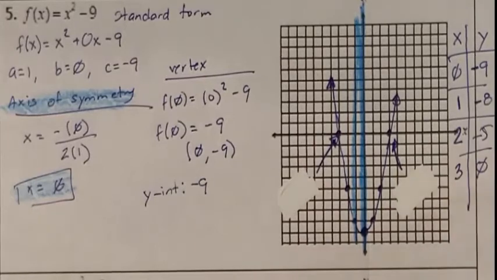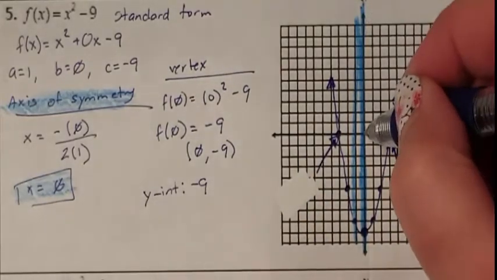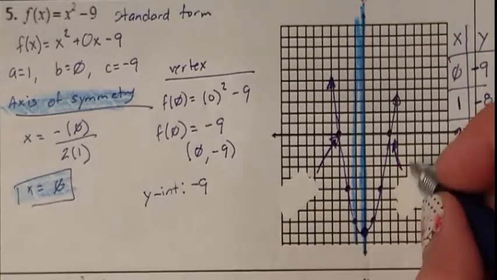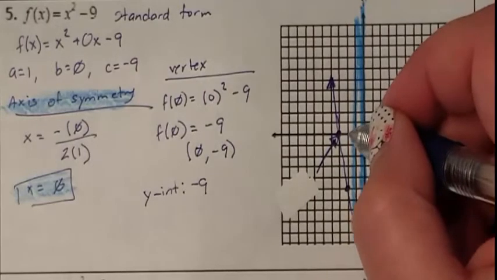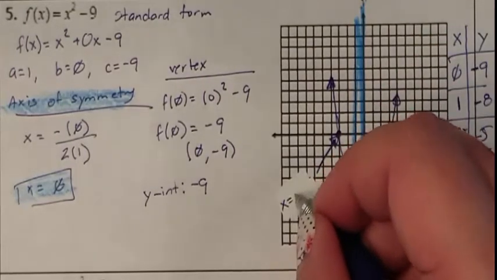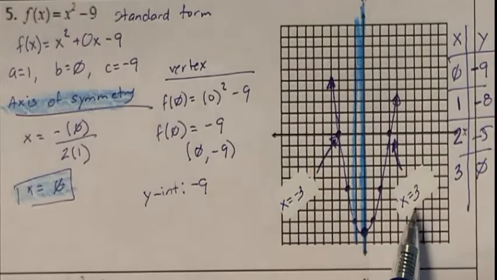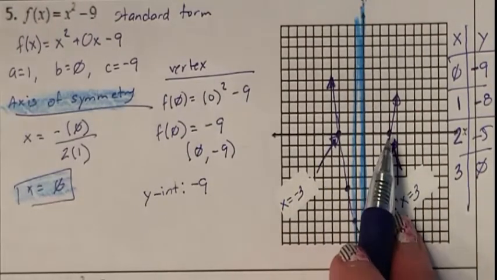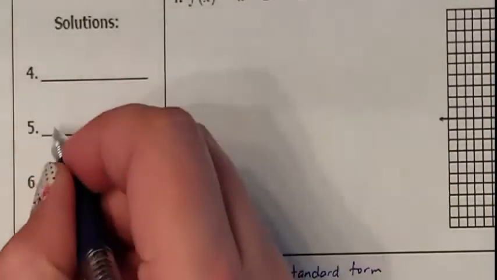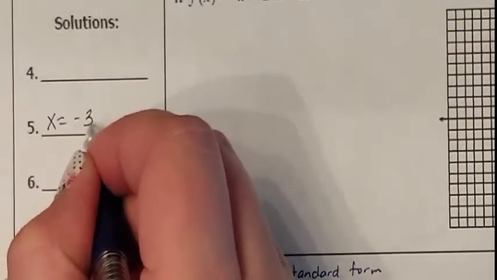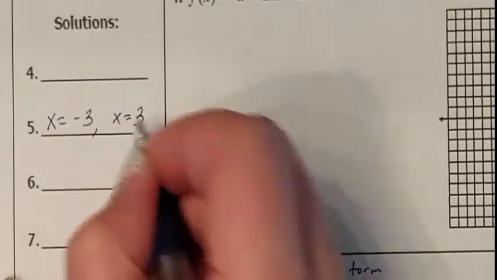So here's me making a blank spot so I could write my answers. This is the y-axis. So 1, 2, 3, I crossed at x equals 3. Here's the y-axis, 1, 2, 3, I crossed where x was negative 3. So I found my two answers because I crossed the x-axis twice. This was problem number 5. So the two answers for problem number 5 are x equals negative 3 and x equals positive 3.